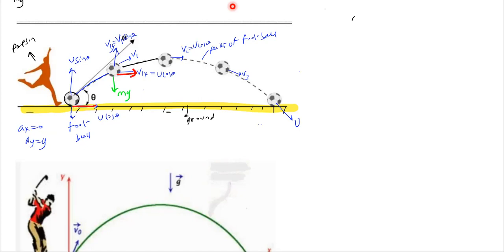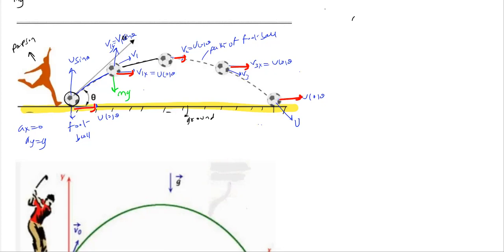How much everywhere will be u cos theta, now also u cos theta, now also u cos theta. So again, how much should we write here? This should be equal to v3x, which is equal to u cos theta. Again, finally, u cos theta. Look at the horizontal component of velocity. It remains the same. This is a very important part in projectile motion.